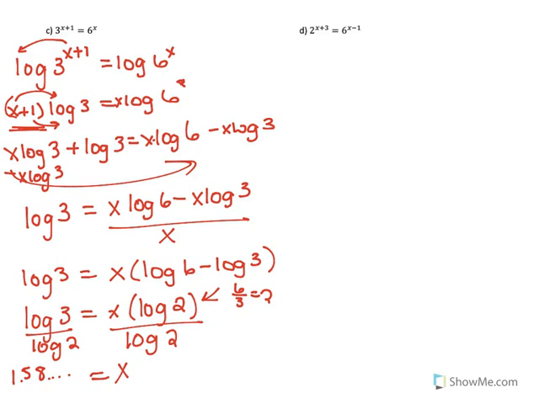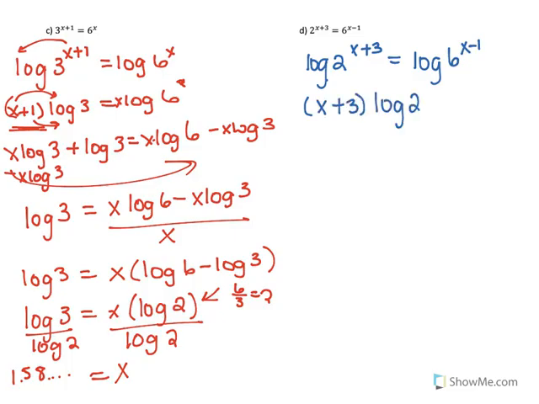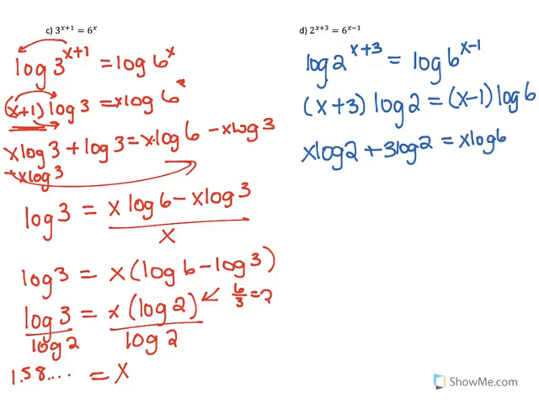Okay, last one, very similar to this one. We're going to take the log of both sides, so we have log of 2 to the power of x plus 3 equals log of 6 to the power of x minus 1. We're going to move the exponent in front for both. So we have x plus 3 log 2 and x minus 1 log 6. Now I'm going to distribute those in, so I have x log 2 plus 3 log 2 equals x log 6 minus log 6.